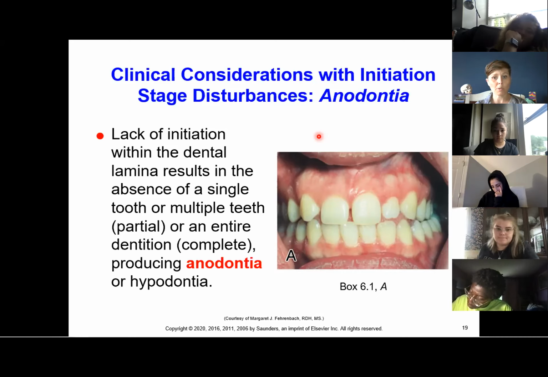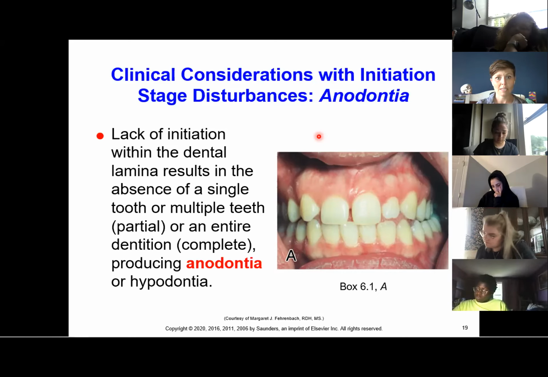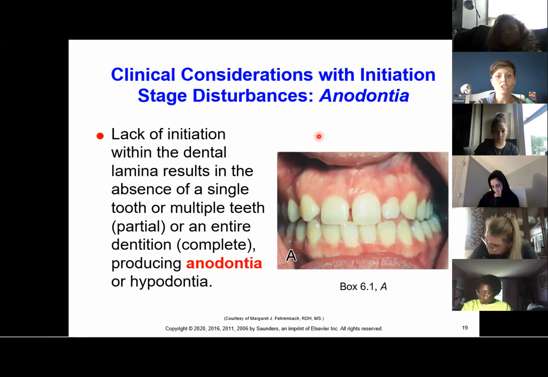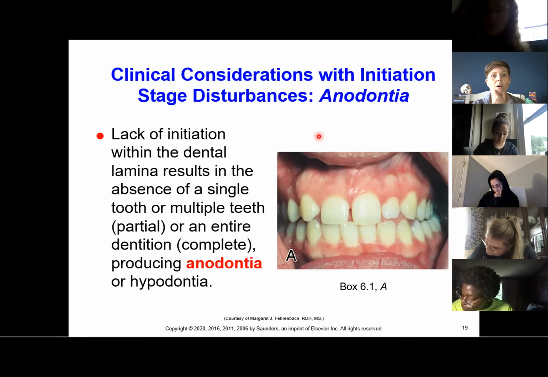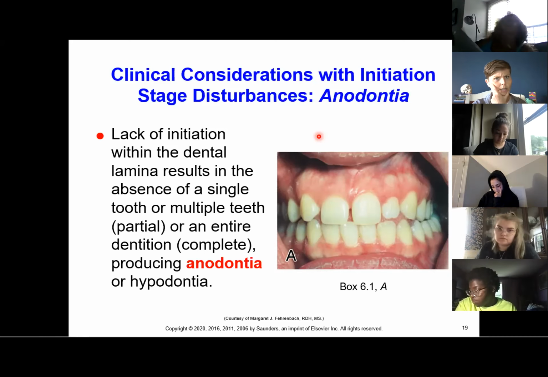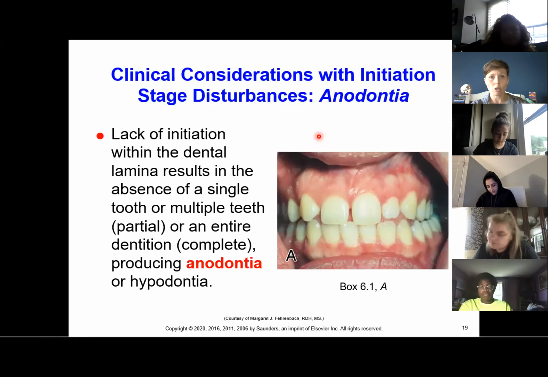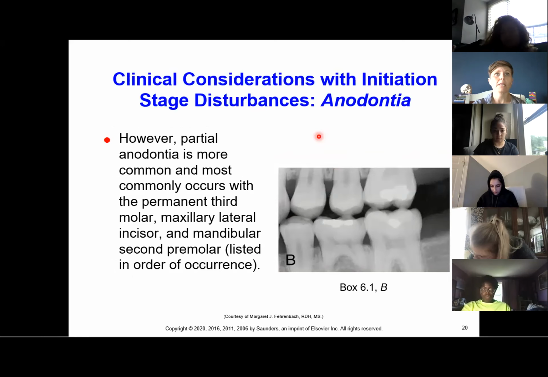But anodontia, does someone want to tell me what anodontia is? Give me a guess. Anodontia. When you don't have any teeth. Yep, where you're missing a tooth. It could be a tooth, it could be all of your teeth, it could be a few of your teeth. Anodontia is just a term for that. Now, I told you guys a story about ectodermal dysplasia the other day, right? Those children or adults have anodontia because they're missing a tooth or some teeth.